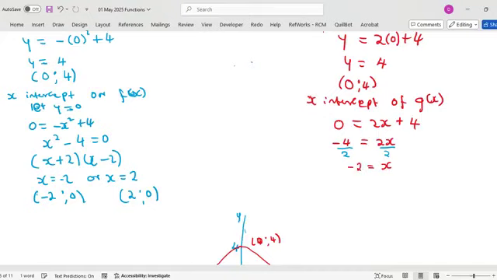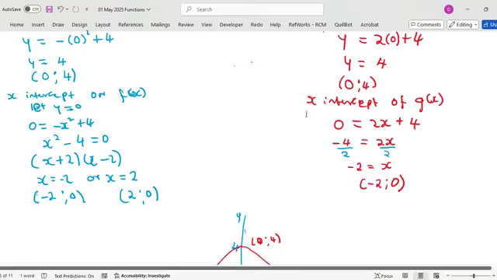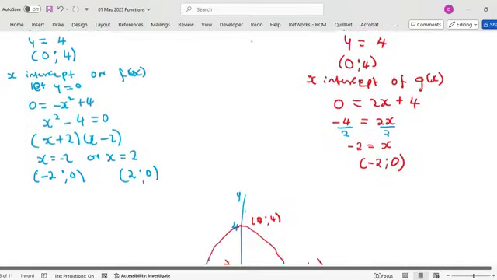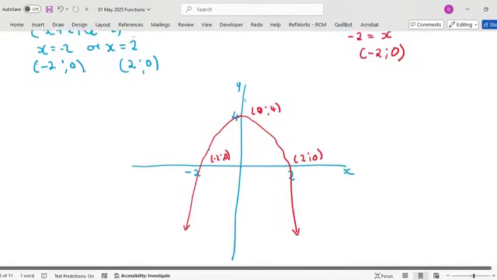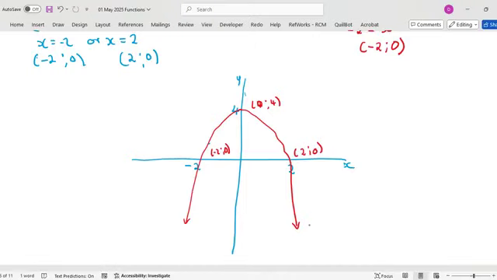Negative 2. Then the coordinates will be x is negative 2 and y is 0. Now I've got the x-intercept and the y-intercept on g of x. Then I can draw that graph. Remember, this graph here that we have is our f of x. Now we are drawing the g of x. Our g of x is going to touch at this point where x is negative 2. It's also going to touch at this point where y is positive 4.